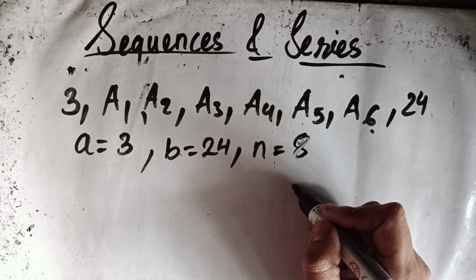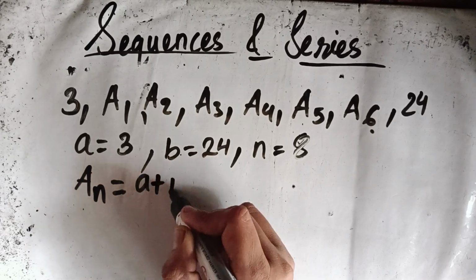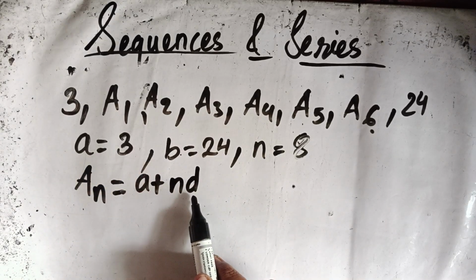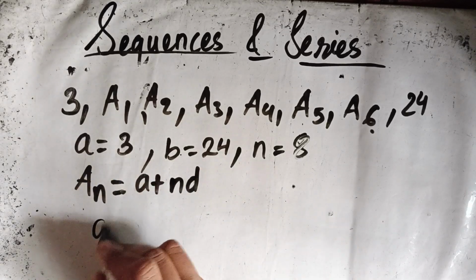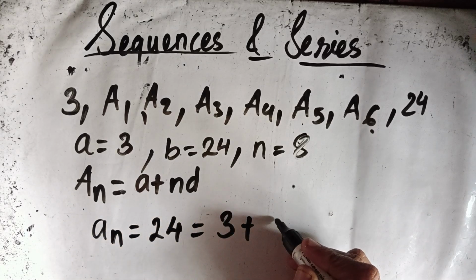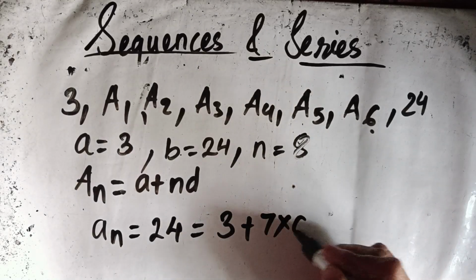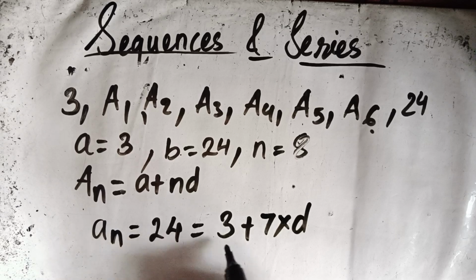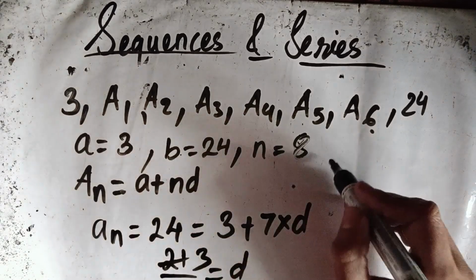So we can put in the formula AN equal to A plus N D. But we don't have D. So D we can find by using AN. Okay. AN is our 24. So A plus n minus 1 is the term. So 7 into D. So this is 24 minus 3, 21 upon 7. So D is 3. Okay, so we got D also.